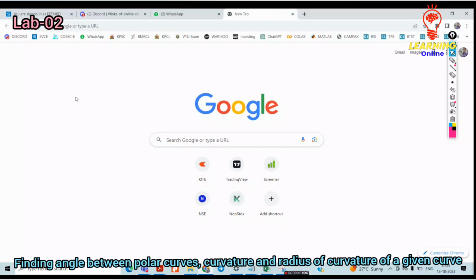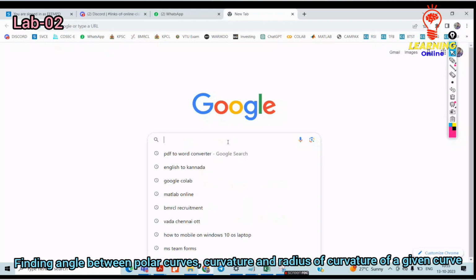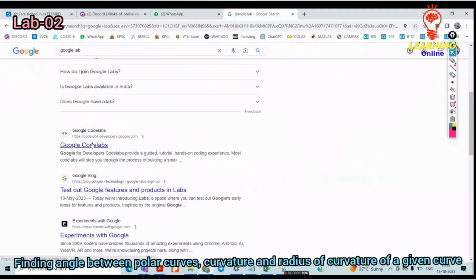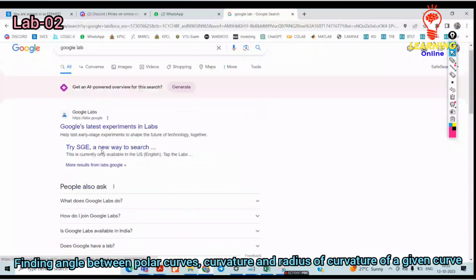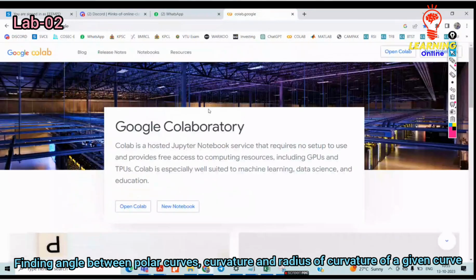Always you can proceed with Google Colab. You can search for Google Colab, and in that you can go for Google Colab itself. This window will get opened. In this, there is Open Colab and New Notebook. Open Colab is for an existing file you need to open. New notebook is for new code you need to prepare. I will go for the new notebook.